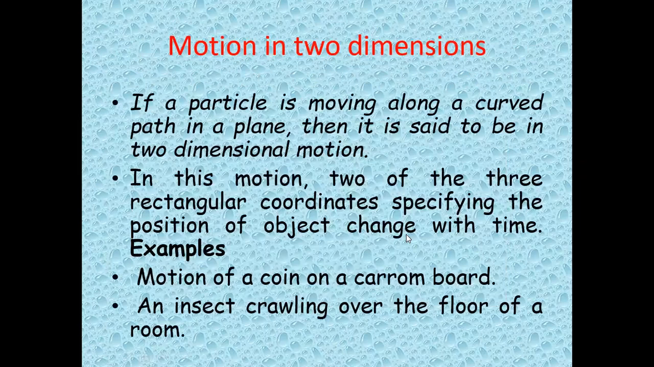Now we have to go for motion in two dimensions. Now if your particle is moving along a curved path in a plane, then we say it is in two dimensions. So in two dimensions, out of the three coordinates, two coordinates will be changing with respect to time. So the position of the object with respect to time is changing along two coordinates.